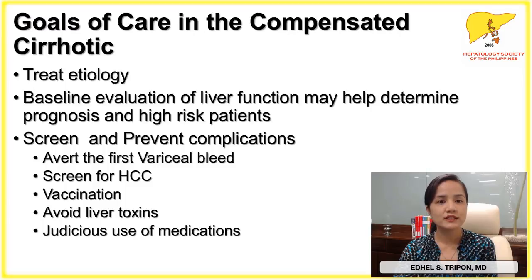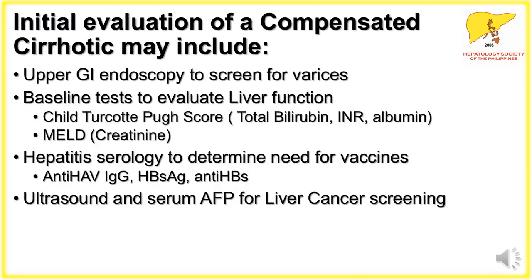Compensated cirrhosis is the phase prior to the onset of complications including variceal bleeding, hepatic encephalopathy, and jaundice. Prognostic scoring systems can help with determining prognosis and in identifying high-risk patients. All patients must also undergo screening for complications, and measures to prevent decompensation should also be instituted. The next few slides will discuss the goals of care in compensated cirrhosis.